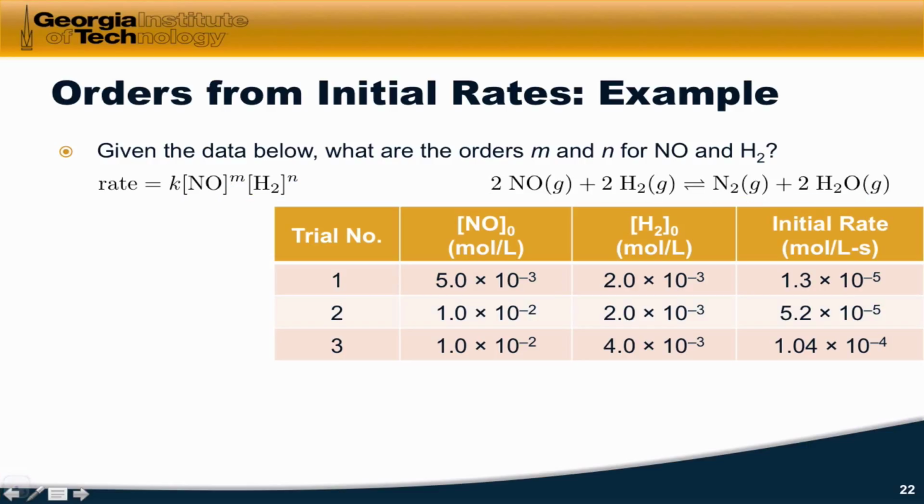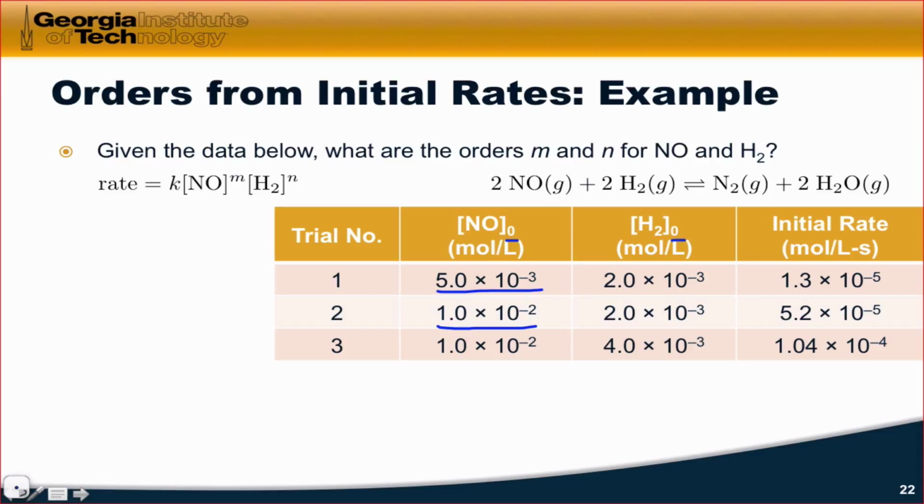In a method of initial rates problem, you're going to be given different trials, and the concentrations that are used initially, these zero concentrations, the concentrations at time t equals 0, are going to have some special relationships to each other, and you want to look out for these special relationships. So for example, if we look at the concentration of NO initially in runs 1 and 2, what we find is that the concentration in trial 1 is 5 times 10 to the negative 3, and the concentration in trial 2 is 1 times 10 to the negative 2. If you divide these two by each other, you'll find that, for example, this concentration is 1, and the concentration in trial 2 is twice that. It's equal to 2. Check out the initial concentrations of hydrogen gas.